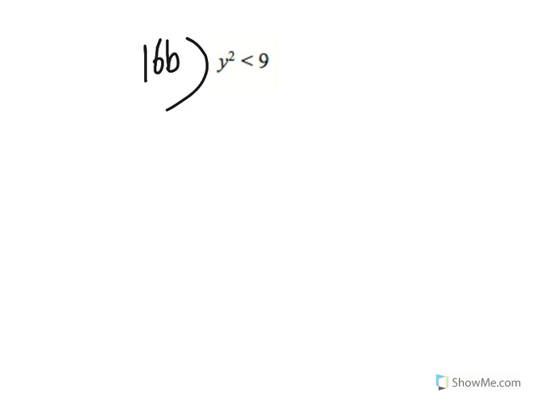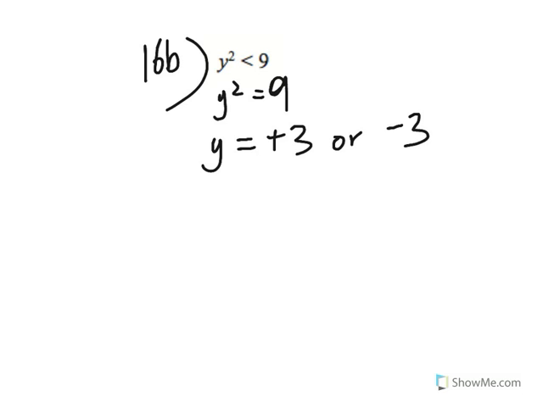Alright, so 16b, we're being asked to solve the inequality y squared is less than 9. So first of all, we can treat inequalities like equal signs. So let's make y squared equal to 9 and solve this equation. If we square root both sides, y could either be equal to plus 3 or minus 3. The reason for this is minus 3 times minus 3 is 9, and plus 3 times plus 3 is 9 also. So it could either be minus 3 or plus 3.